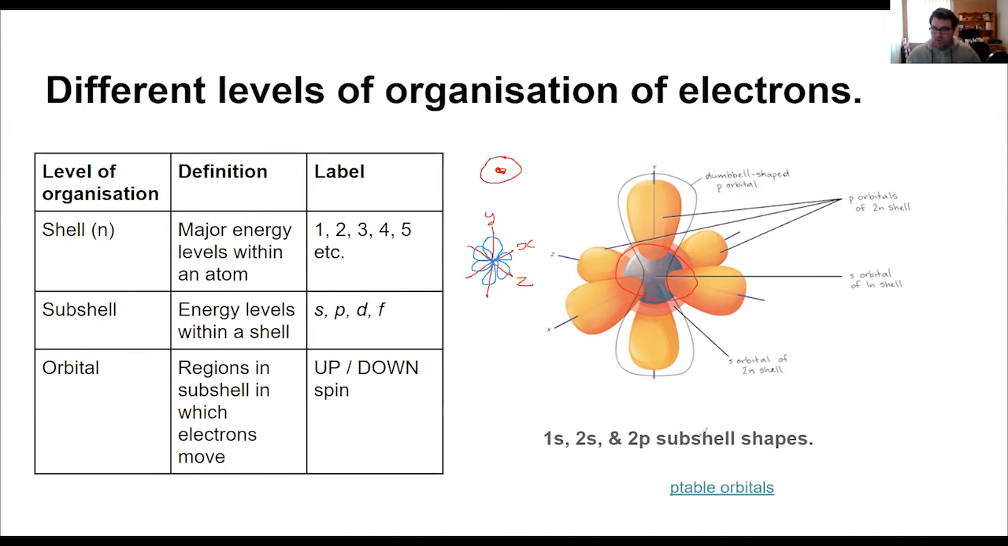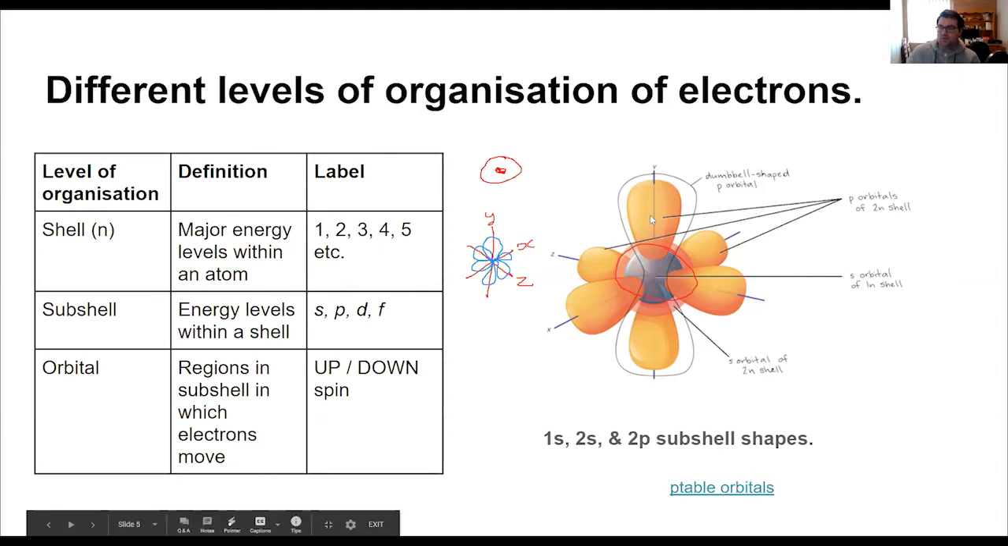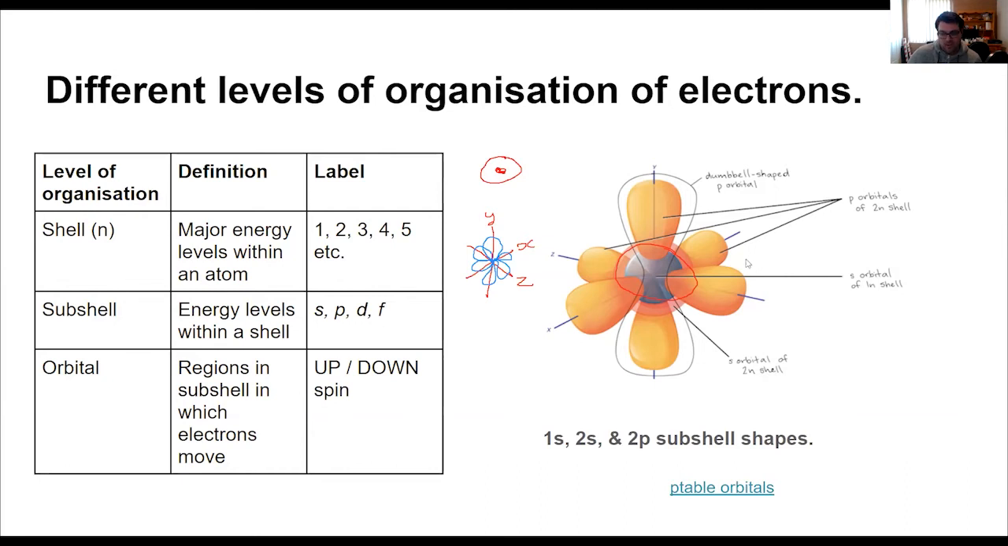Now, I'm just going to shut this for a second. If we were to take a look at the way in which these orbitals are found around the atom by looking at the periodic table, we can actually take a greater look at what all these s, p, d, and f orbitals look like in terms of their shape.